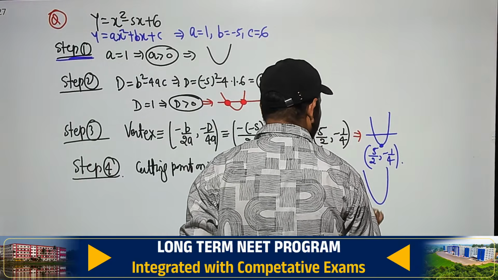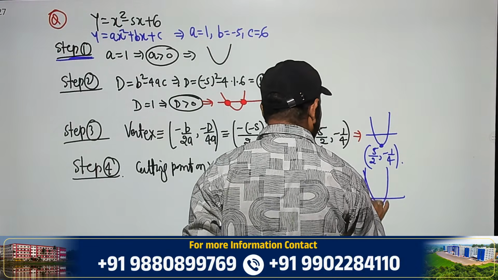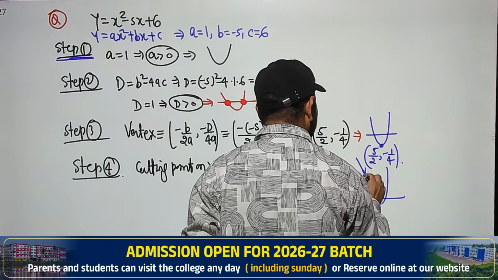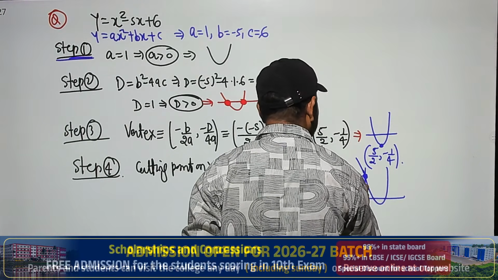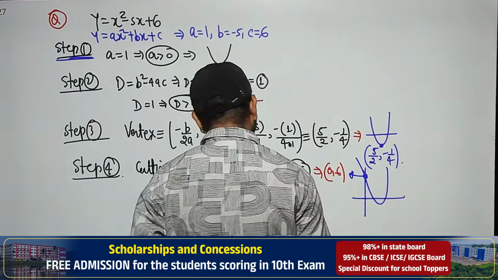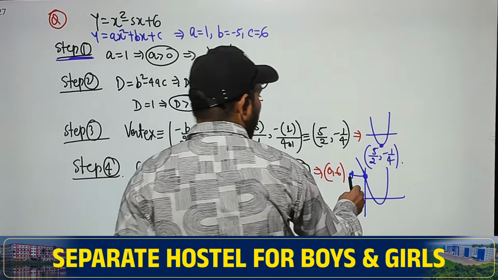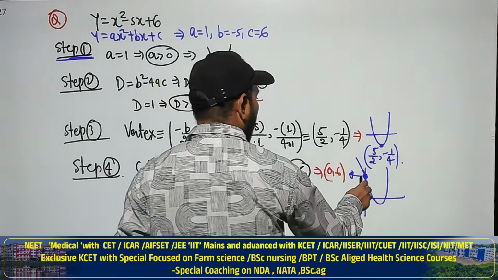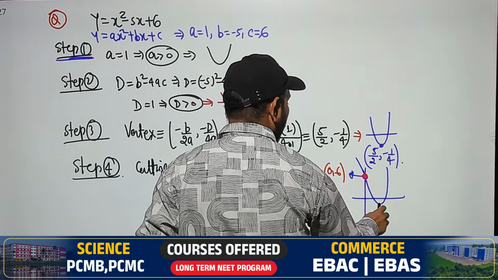Understood, sir. And the cutting point is this point, 0, 6. Okay, now I know this point.